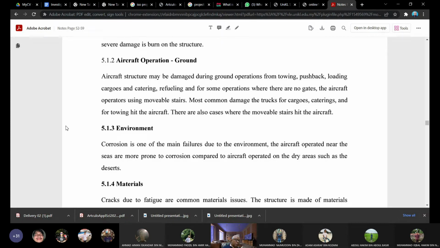damage to the structure, because all this equipment may hit the aircraft structure, which is quite a common problem, this truck hitting the aircraft.